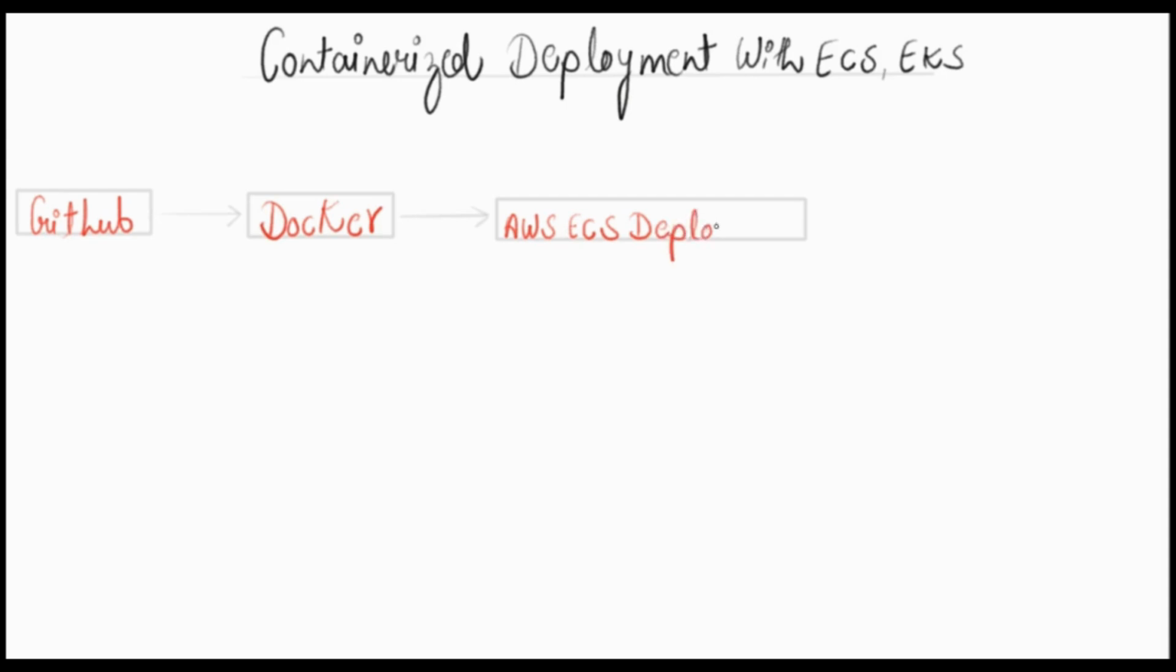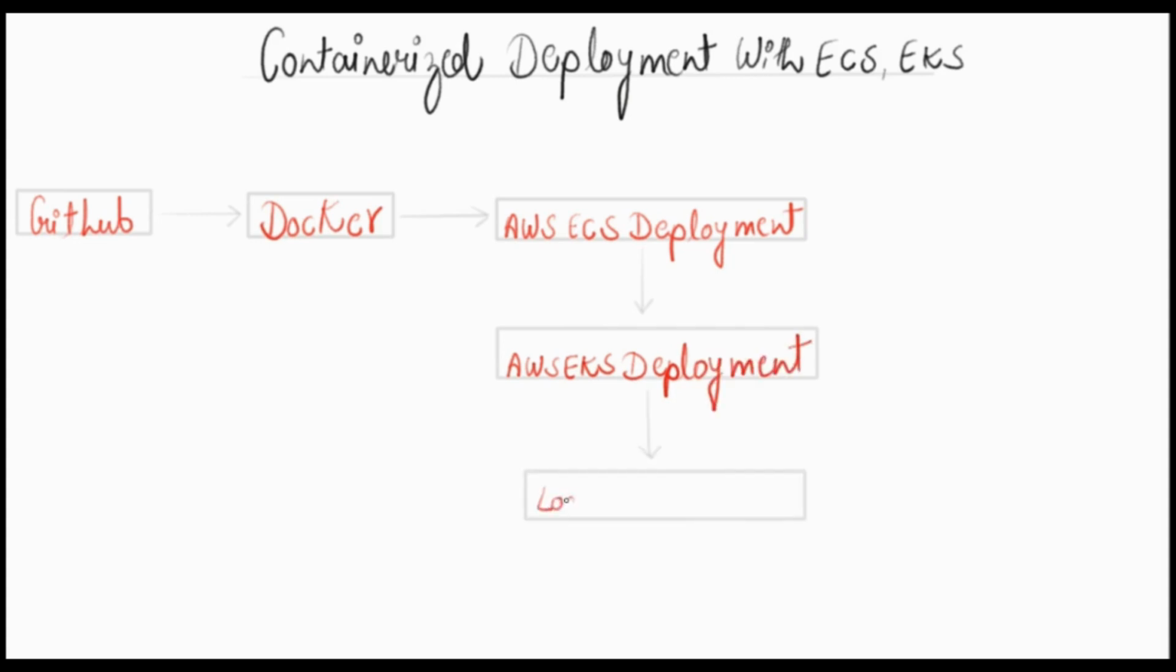Now, the application is deployed onto AWS ECS, the Elastic Container Service. EKS offers enhanced flexibility and control over containerized applications. To ensure high availability and efficient distribution of traffic, a load balancer is employed.